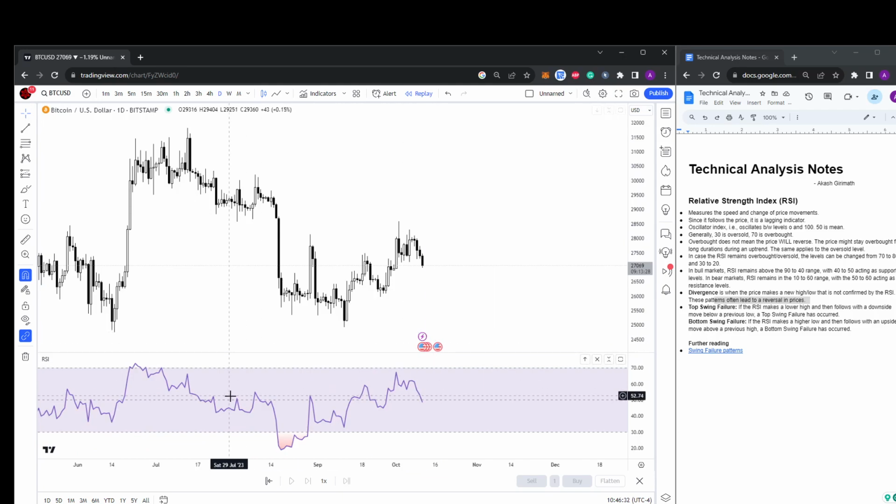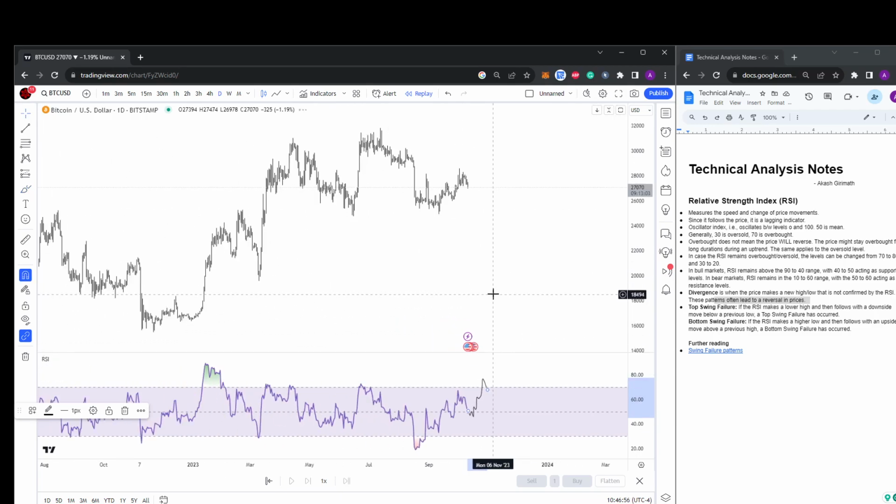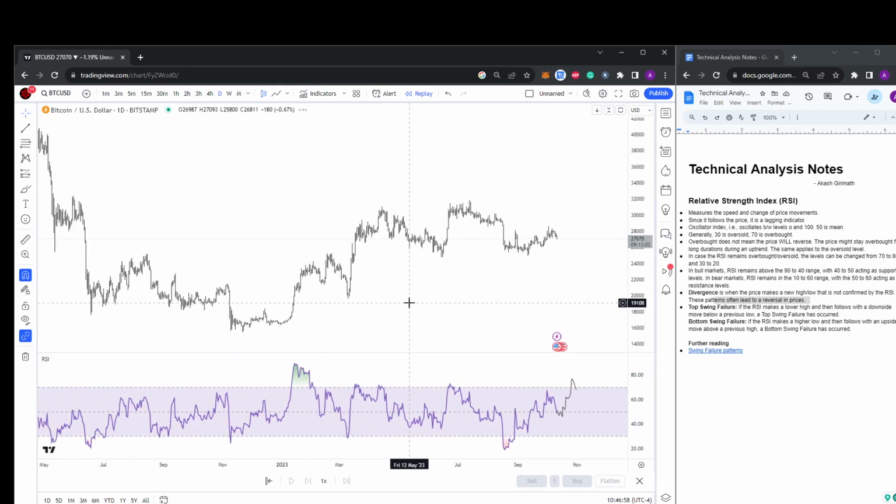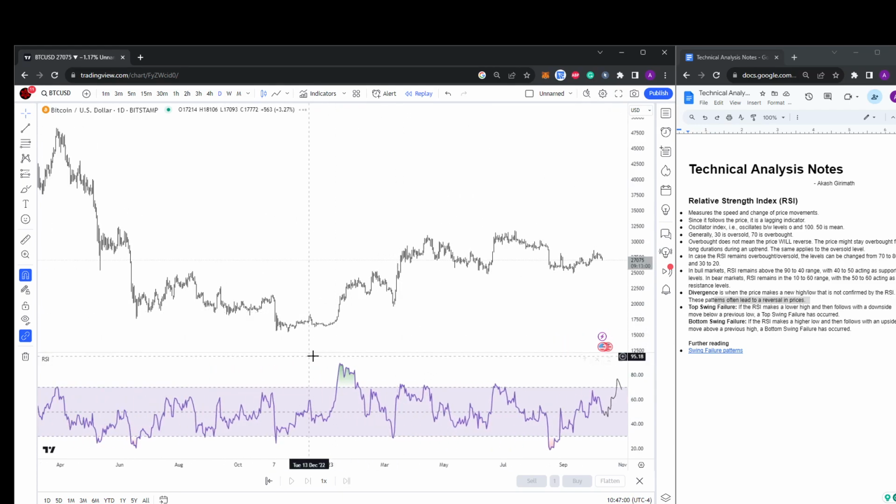For example, you can see here after spending nearly 2 months below the 50 level, it's recently flipped above the 50 level. So we could get something like this over here before price proceeds to go higher, produces another higher high. So yeah, that's what I'm expecting.